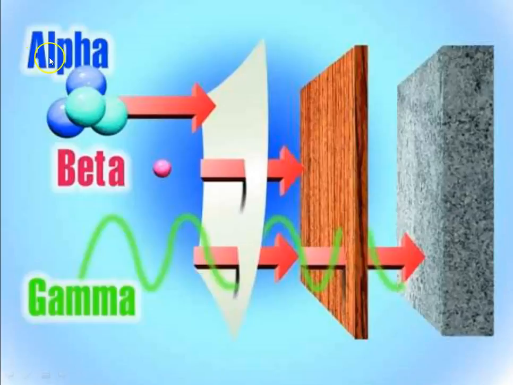So this slide is showing you that alpha particles are stopped by a piece of paper. Beta particles penetrate paper easily and are stopped by wood. And finally, gamma, which are the most energetic rays, go through both paper and wood and are stopped by concrete.